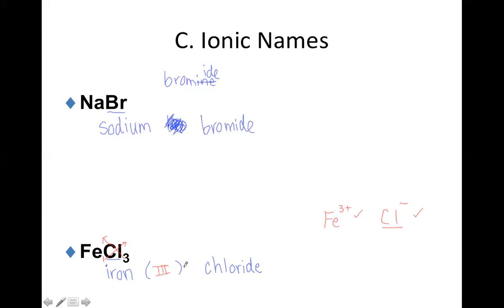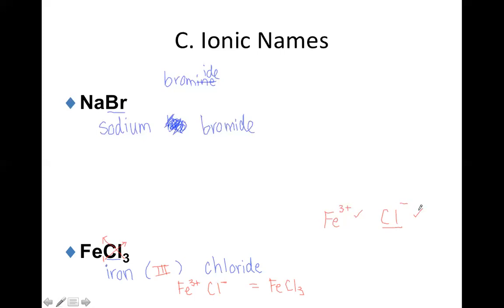And if you feel more comfortable going from the names to the formulas, you can go that way and check yourself. So iron 3 chloride, iron is Fe. This 3 here tells us it's a 3 plus. Chloride is Cl, and it gets a 1 minus. Crisscross or cancel. We got a crisscross, so it gives FeCl3, which is what we started with over here.